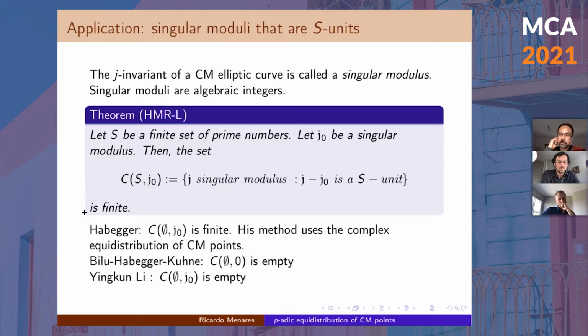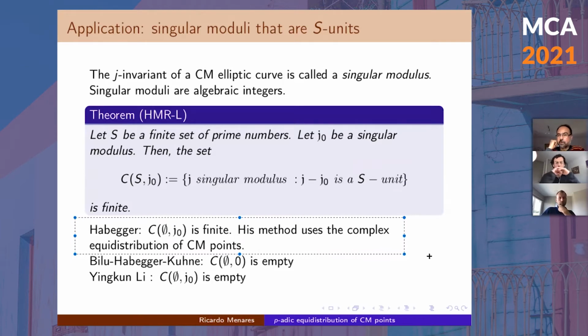Okay, so this theorem is a generalization of an earlier result of Habegger. Habegger looked at this kind of sets, but when the set S is empty. When the set of prime numbers is empty, an S-unit is just an algebraic unit, so an algebraic integer such that the inverse is also an algebraic integer. He proved that the set of singular moduli such that the difference is an algebraic unit is finite.